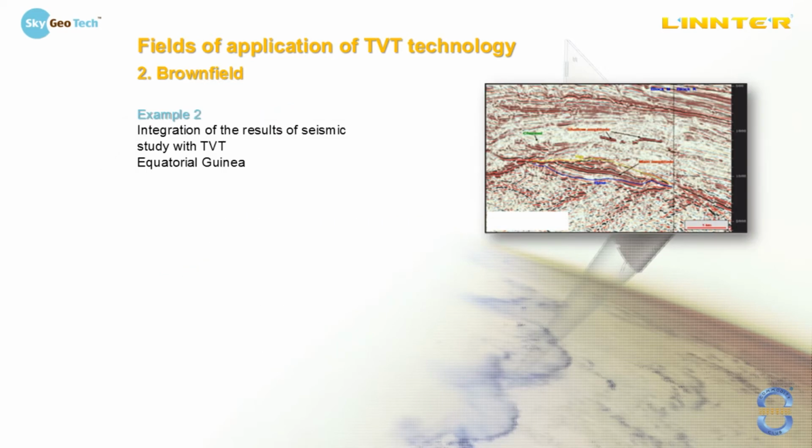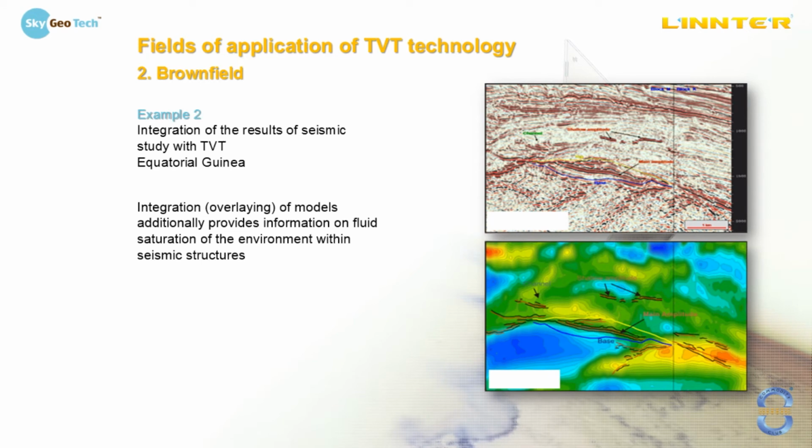Example number 2. Integration of the results of seismic study with TVT information in Equatorial Guinea. First picture shows us results of seismic exploration. And second picture is TVT image, with main lines of the structure overlaid from the seismic image. We can see strong correlation between these two, and what's more important, TVT technology helps to exclude water areas and build deposit boundaries more accurately.